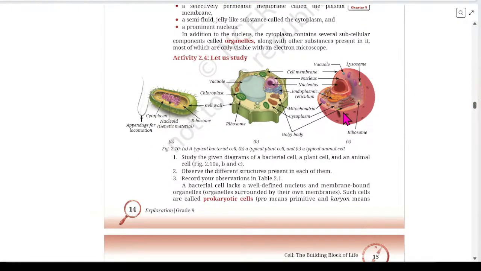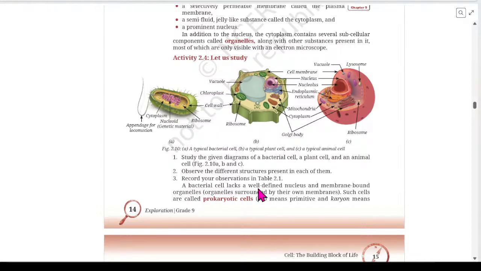So there is an activity in which you have to study the two types of cell. The first step is to study the given diagrams of a bacterial cell, a plant cell, and an animal cell. Observe the different structures present in each of them, and you need to record your observations.